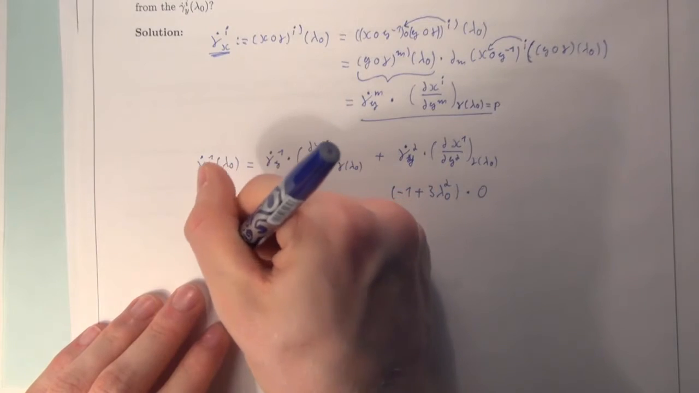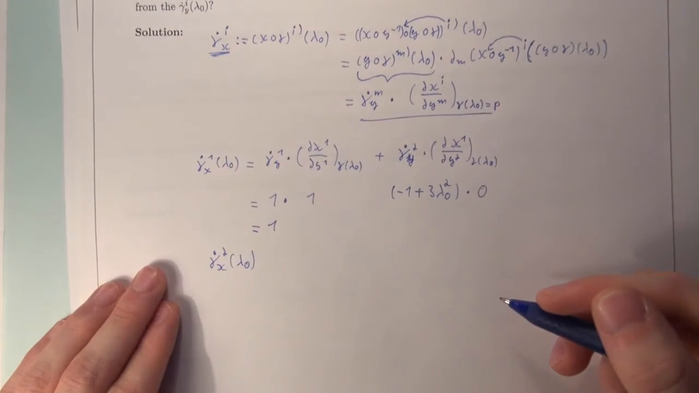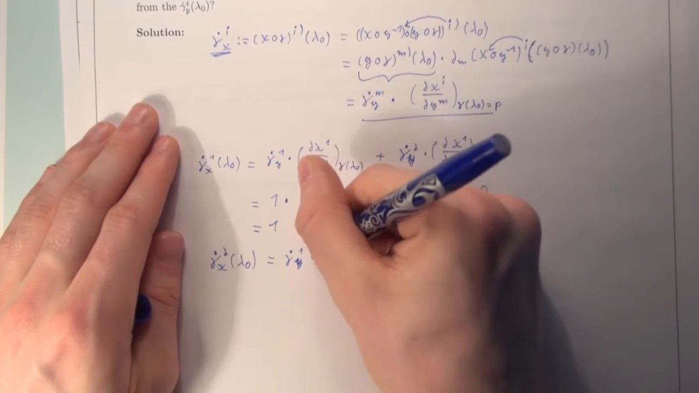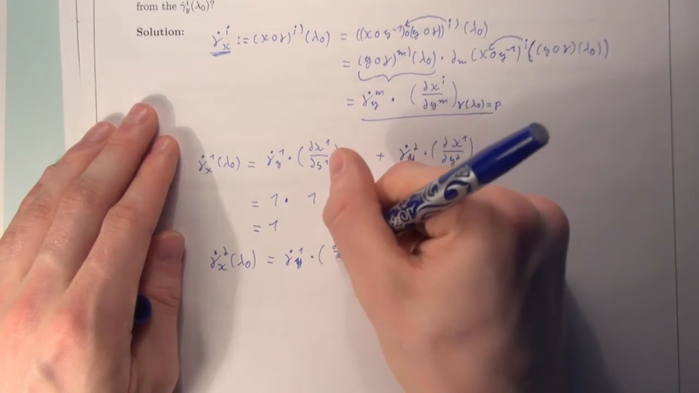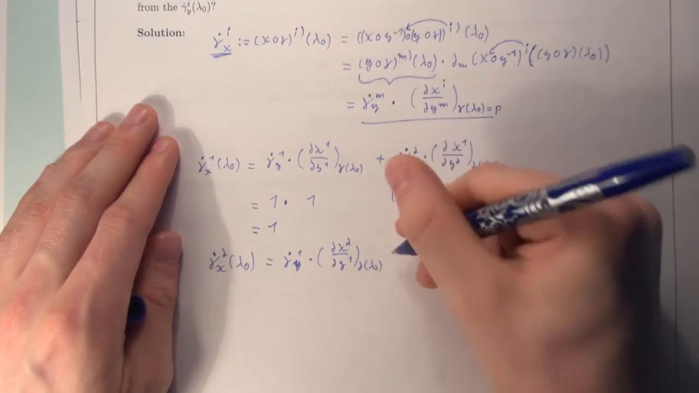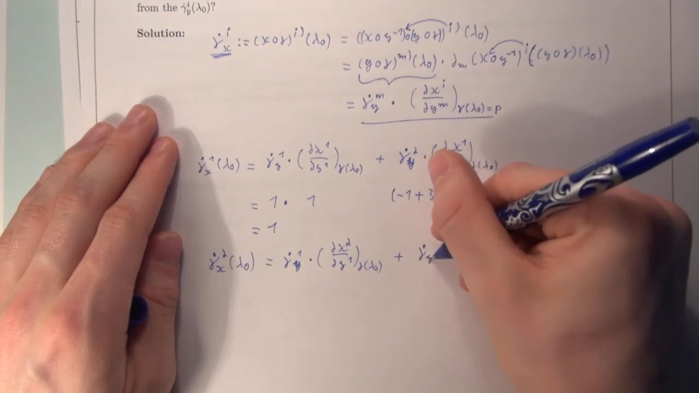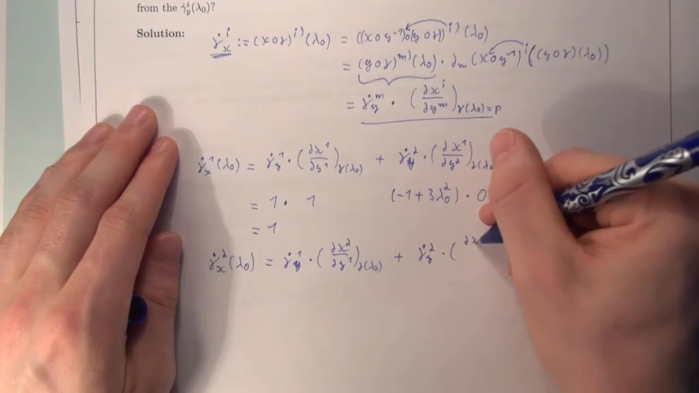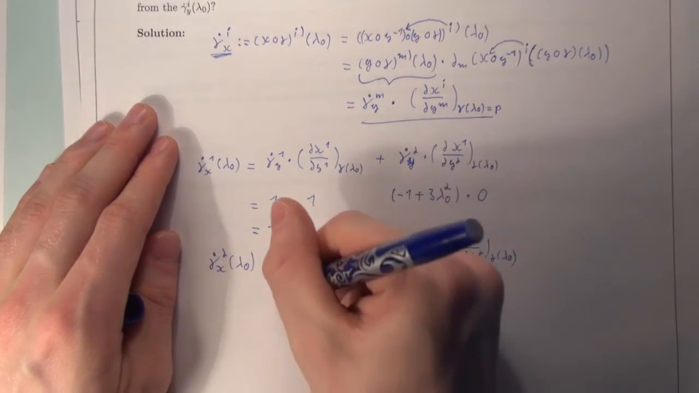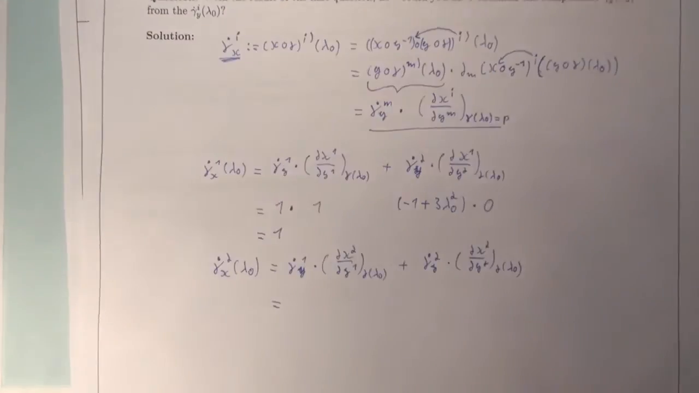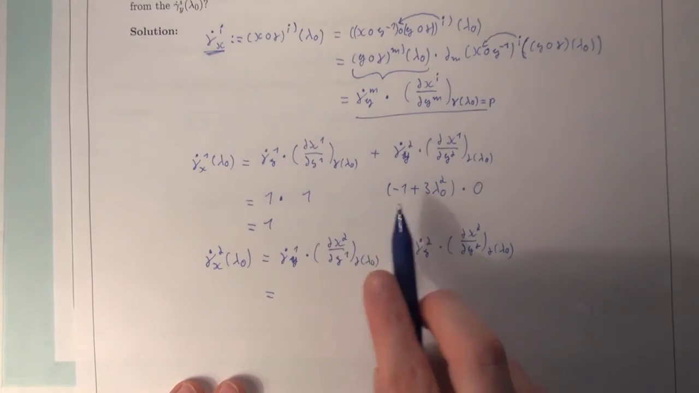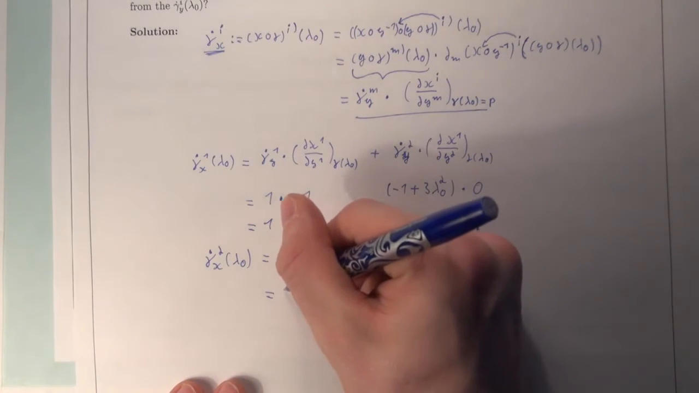Gamma dot 2x at the point lambda naught equals gamma dot y1 times del x2 over del y1 at the point gamma of lambda naught, plus gamma dot y2 times del x2 over del y2 at gamma of lambda naught. Now we can read off again. For the components, again we have 1 and minus 1 plus 3 lambda naught squared.